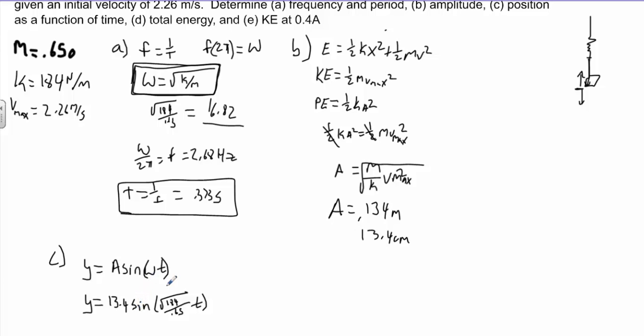And then D, the total energy. Well, like we said before, total energy is the kinetic energy when the velocity is a maximum, or the potential energy when the amplitude is a maximum. So this is just equal to the kinetic energy at max, which is 1/2 m v max squared, which is 1/2 of 0.65 times 2.26 squared. 0.5 times 0.65 times 2.26 squared is 1.66 joules. Finally, E, kinetic energy at 0.4A.